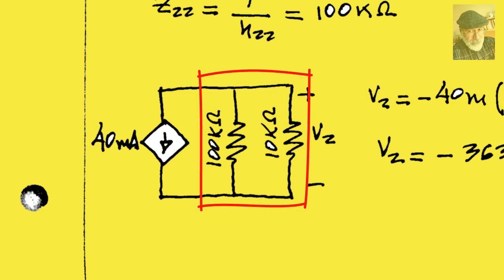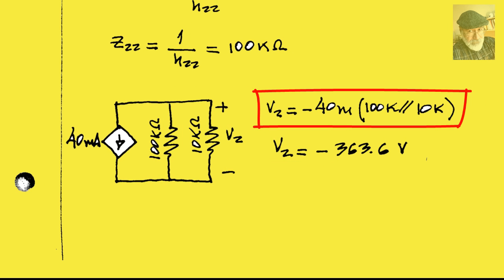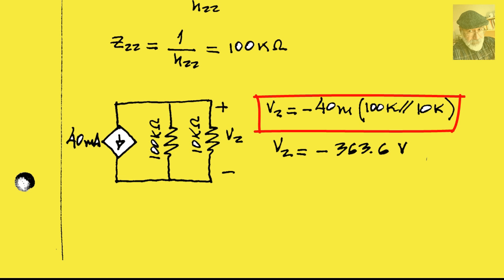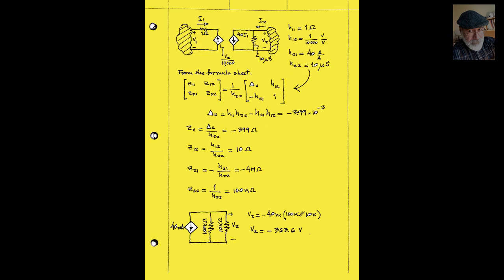We can simplify both resistors in parallel, 100 kilos in parallel with 10 kilos. The voltage V2 is the negative of the product of that current, 40 milliamps, times the parallel resistance. That is negative 363.3 volts. That is the answer. And that completes the solution to question 5 and to the entire final exam.